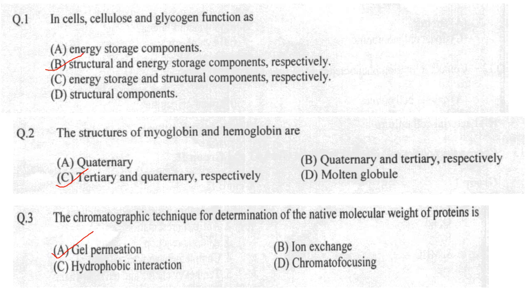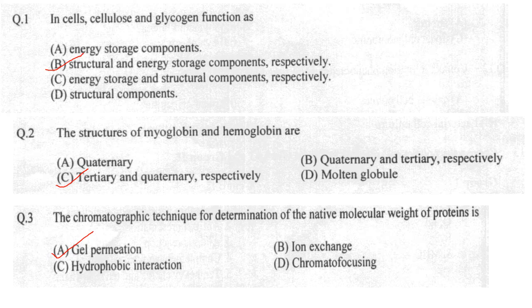Next one. The structures of myoglobin and hemoglobin are: option A, quaternary; B, quaternary and tertiary respectively; C, tertiary and quaternary respectively; and D, molten globule. Myoglobin is tertiary and hemoglobin has 4 subunits, so it is quaternary structure. So the answer is option C, tertiary and quaternary respectively.